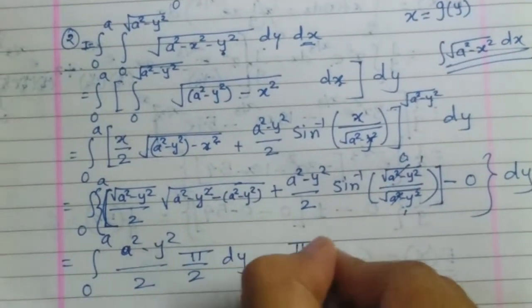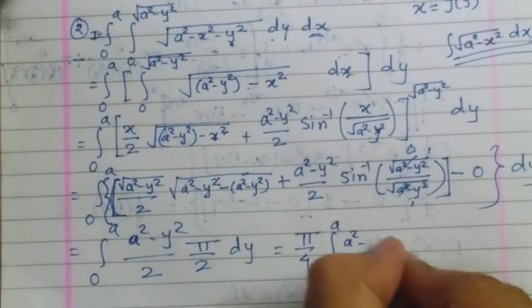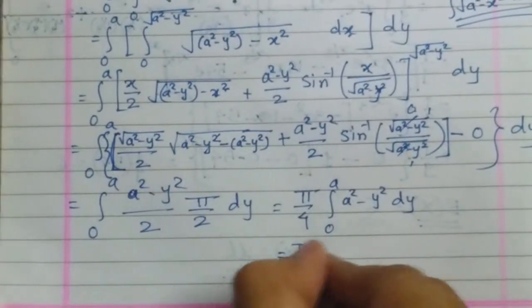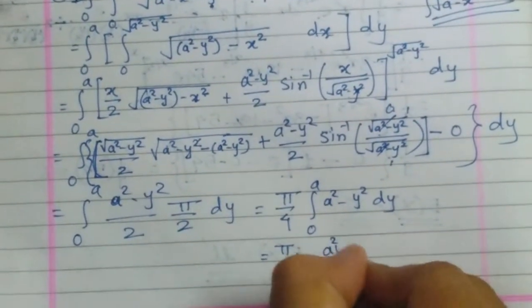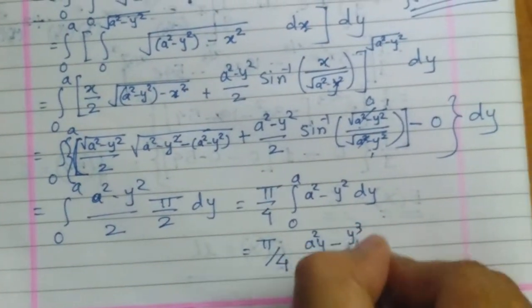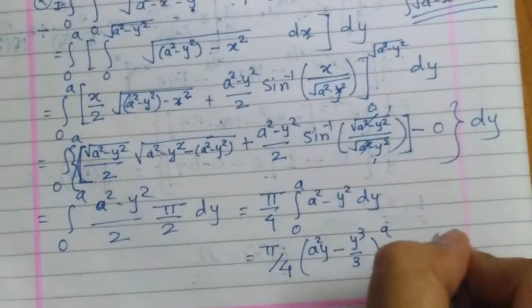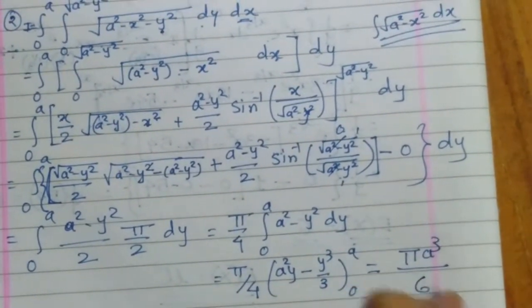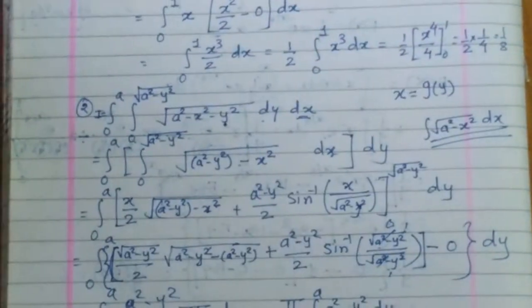So we can have pi by 4 outside, integration from 0 to a of a square minus y square dy. Okay, so what I am getting, pi by 4, integration of a square would be a square y minus y cube upon 3, limits from 0 to a. On simplification we will get pi a cube upon 6. This is our answer. This is how you can solve this type of problem.